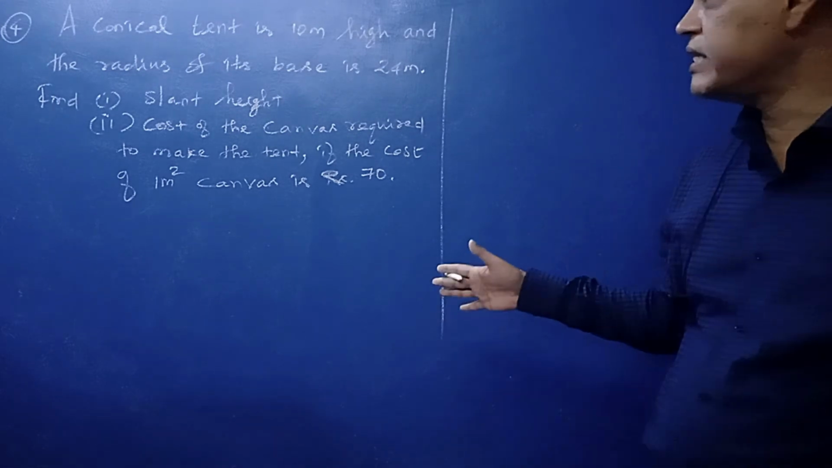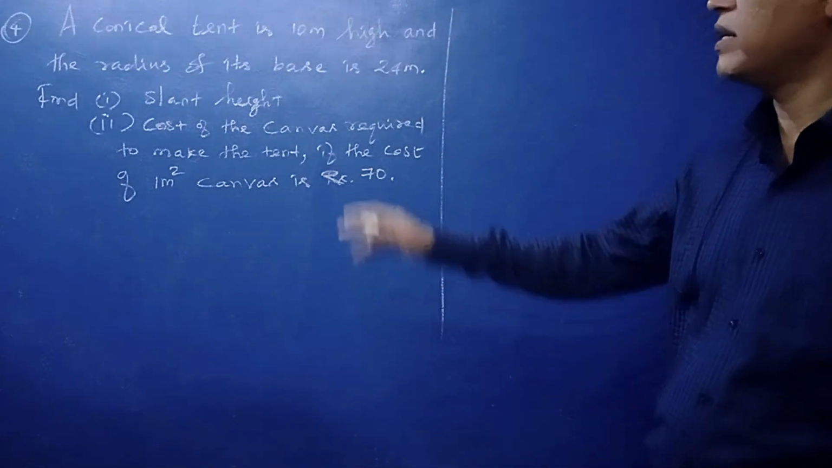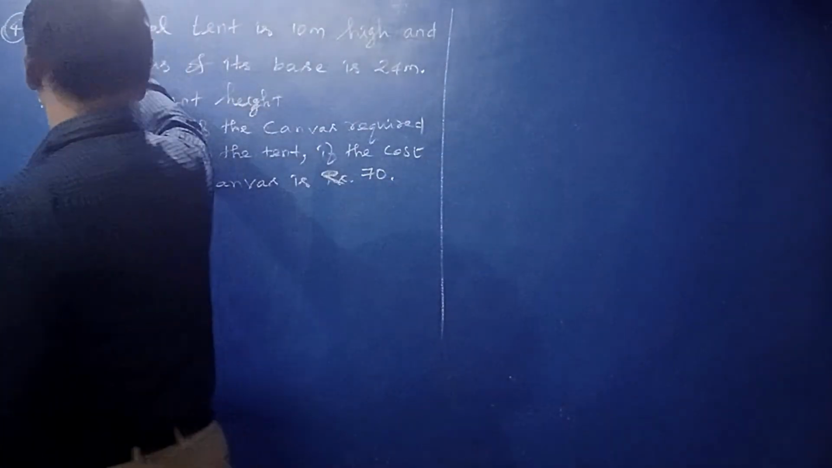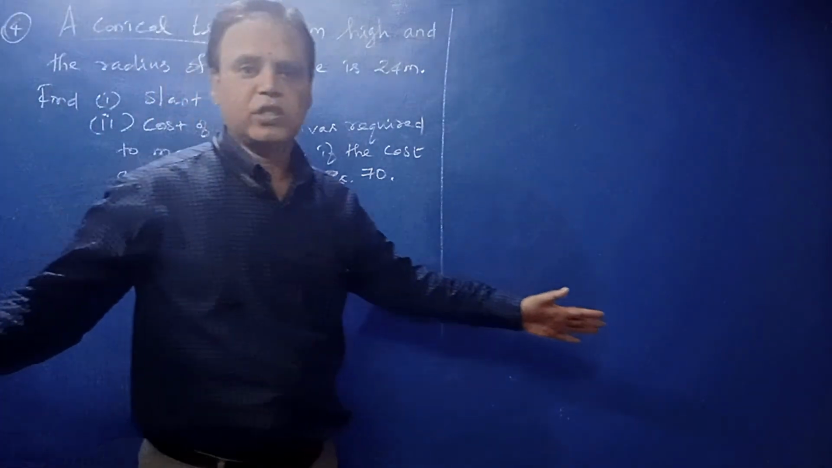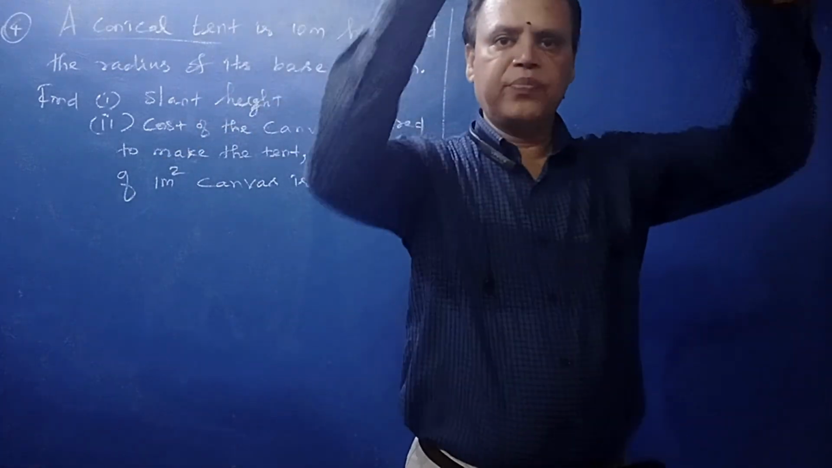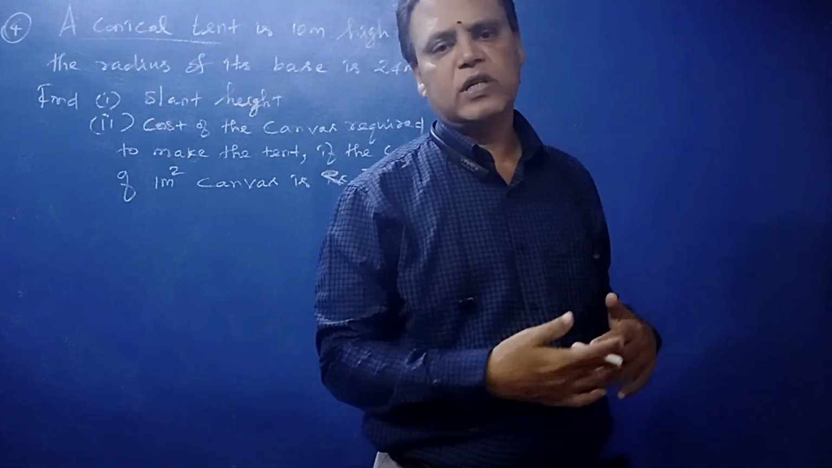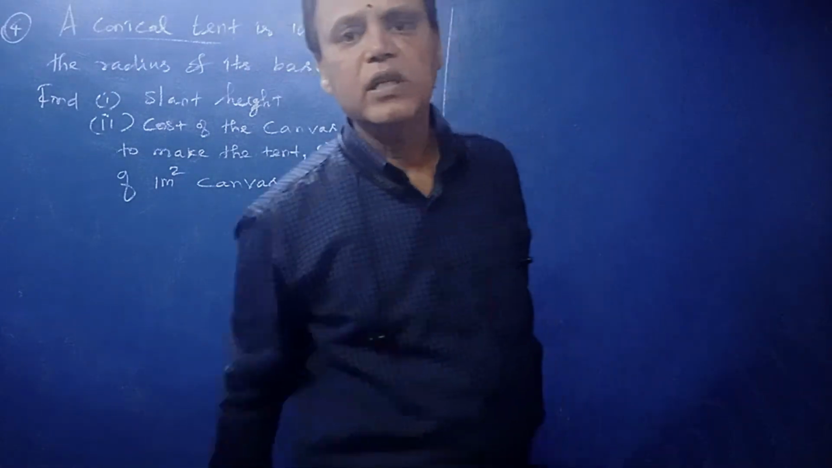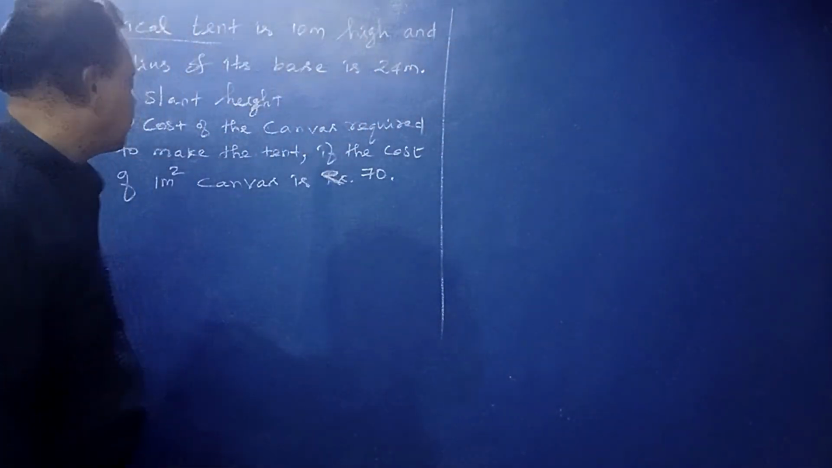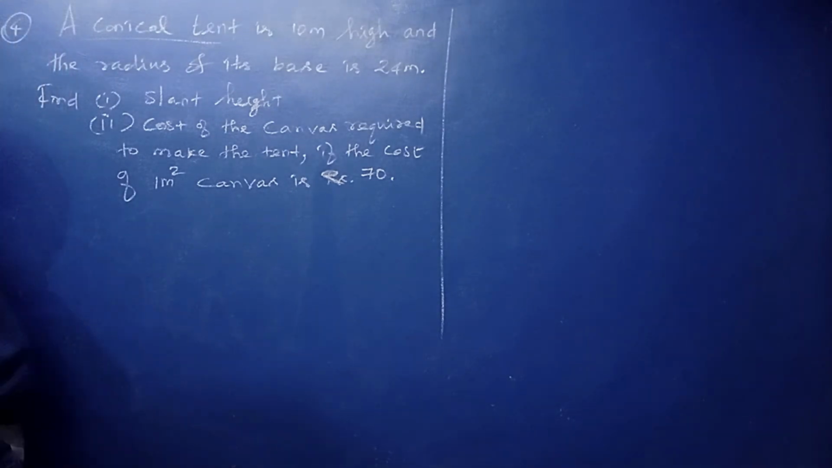Understand? The tent is in the form of what? A cone. A conical tent is given, therefore we have to find out the curved surface area. The canvas is used only for the curved surface. The base will not be used for the tent. So only the curved surface they will use for canvas, and we have to find the curved surface area of the cone.